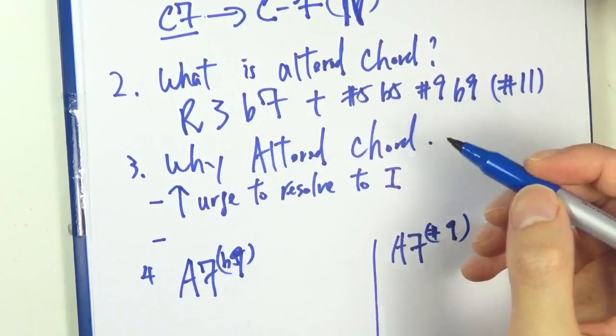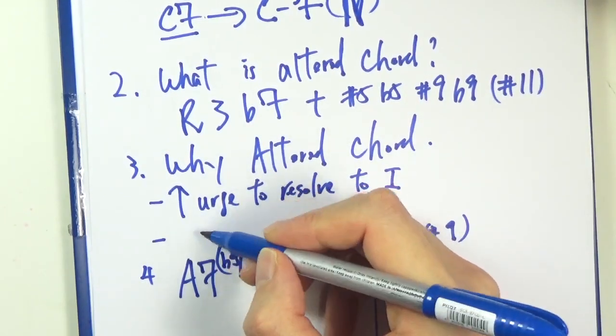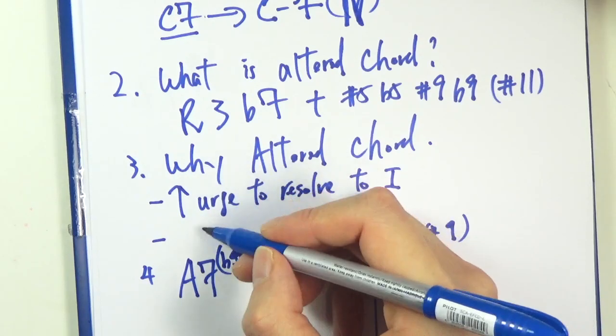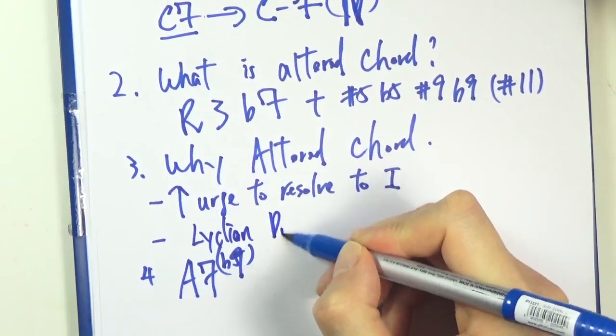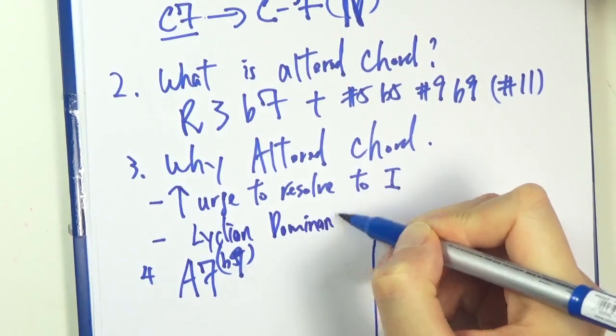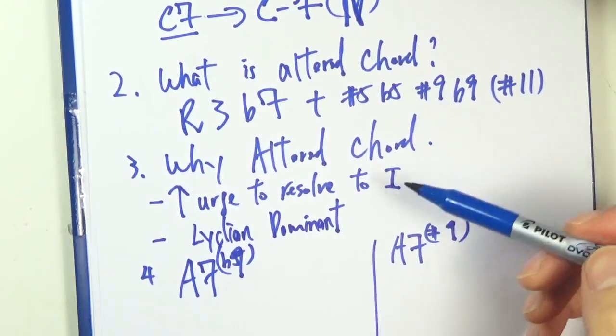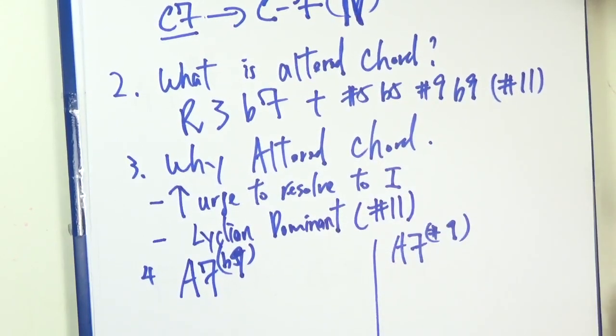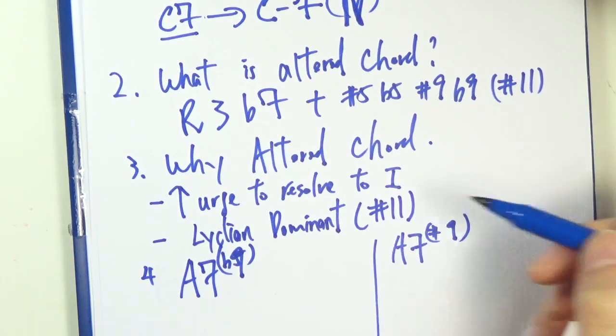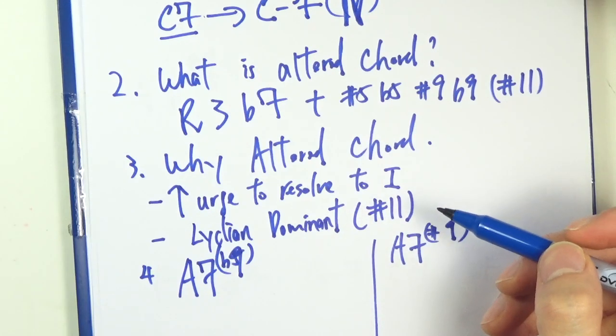And the second reason is because of a special situation called Lydian Dominant. It is part of the sound. So you would use sharp 11 for that situation. It's still a dominant chord, but you will add sharp 11 instead.